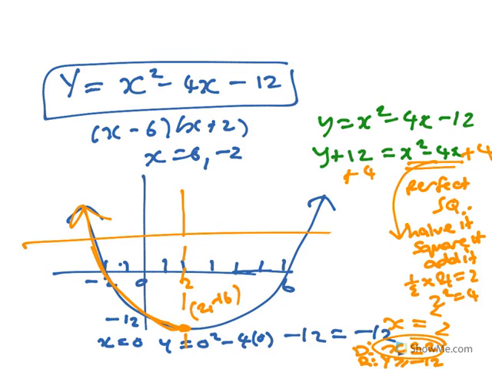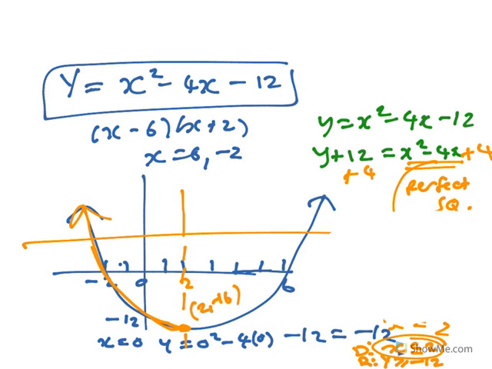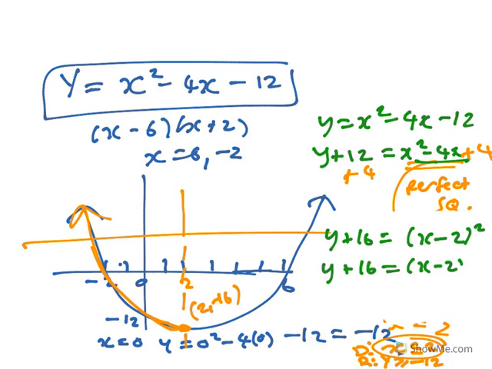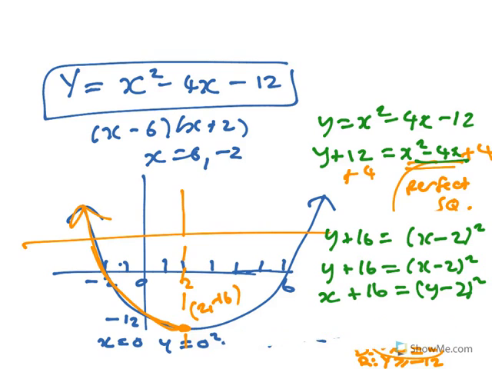So now you've ended up with y plus 16 equals x minus 2 all squared, because that's a perfect square. Y plus 16 is x minus 2 squared. Now, I haven't swapped the x's and the y's, so I'm just going to do that. You can do it at any stage, you could have done it a bit earlier if you wanted to.